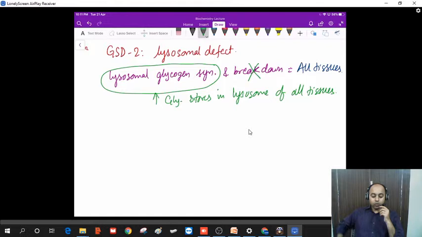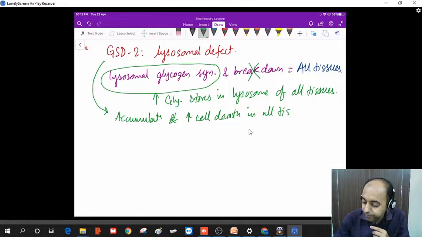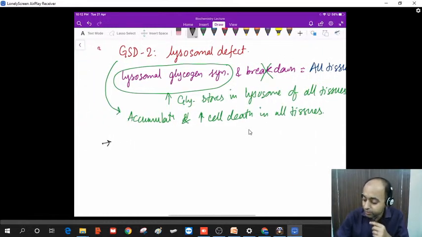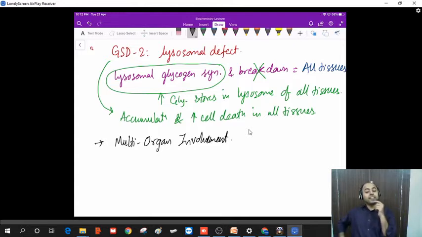Not only the lysosomal accumulation, the glycogen breakdown provides energy which is required for the degradation of proteins, and if the energy is not available, degradation of the proteins will start getting affected, and the life of the cells will decrease. So what happens? Accumulation and increased cell death in all tissues. That's why I said multi-organ involvement, because all the tissues will start getting affected.